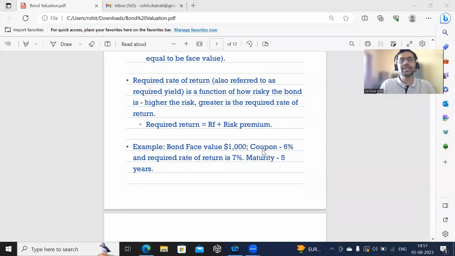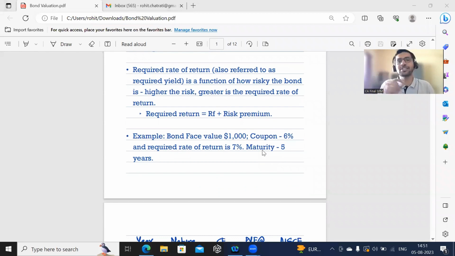Now let's take a quick example to see how we calculate the intrinsic value of a bond. In the example, I am saying that the face value is $1,000. When I say face value is $1,000, it also means that the maturity value is $1,000. The coupon is 6%. Required rate of return is 7%. Coupon is nothing but the cash flow which the company is going to give you. Your required rate of return based on the riskiness of the company is 7%, and the maturity is 5 years. 5 years from today, the bond will mature.